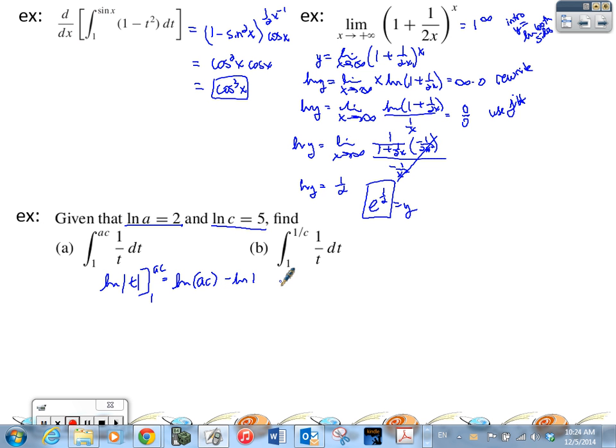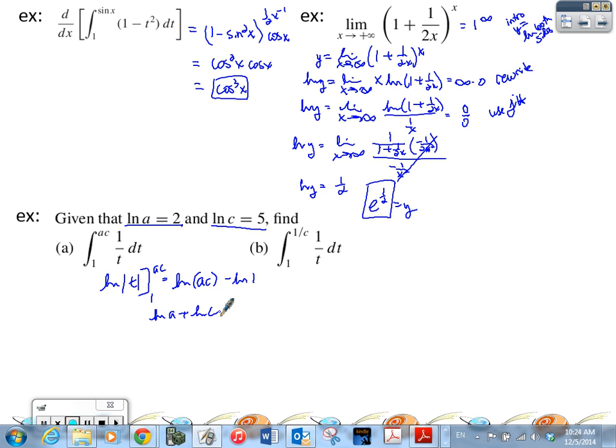I don't really know what that is, but I bet that if I used a log rule, I could figure it out, right? ln A plus ln C. And do we know what those are? We do, right? ln A is 2, ln C is 5, so that integral equals 7. And so that's one way that you'll see problems worked with natural logs in the abstract like that. We okay so far? Yes? Okay.